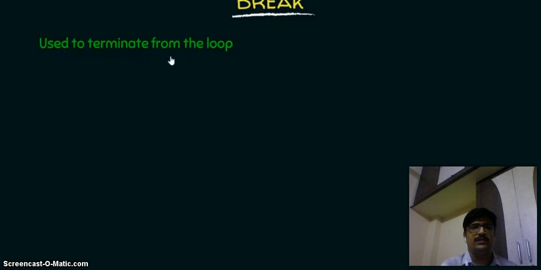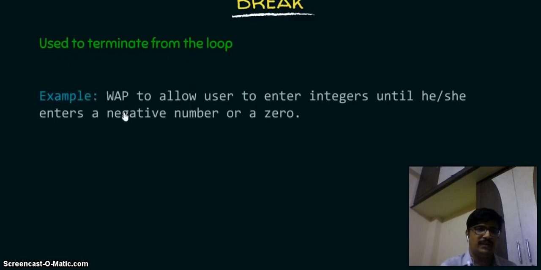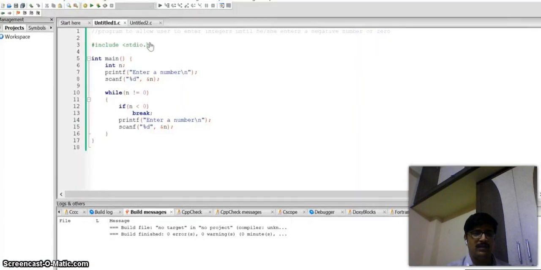Okay, in order to understand what this really means, let us consider an example. Write a program that allows the user to enter integers until he or she enters a negative number or a zero. Let's open up the code block now and understand how we'll be writing the program for this one.